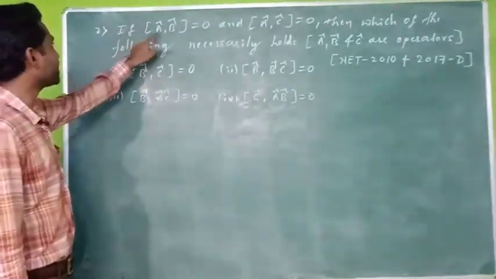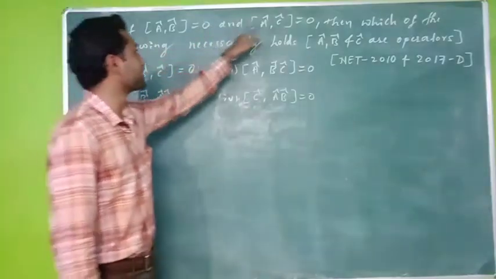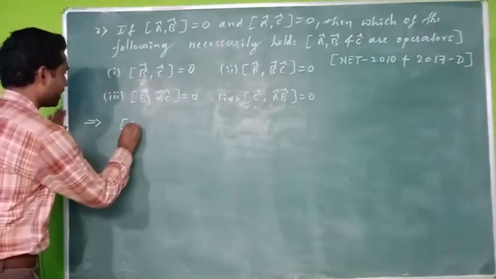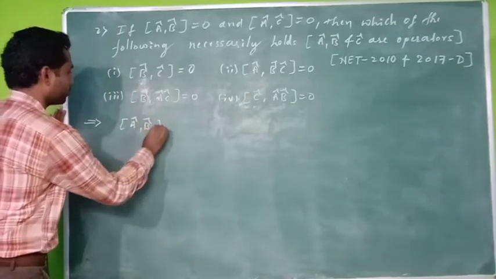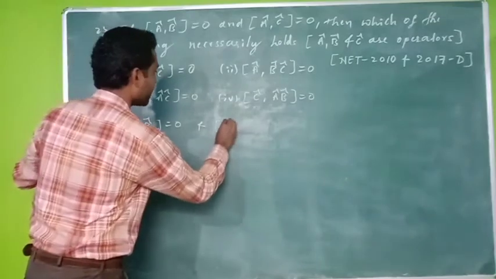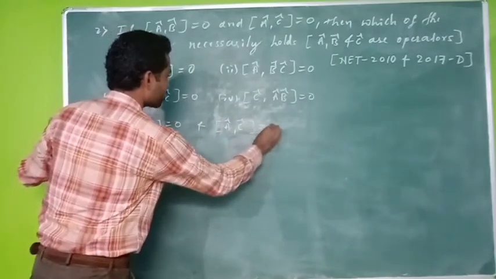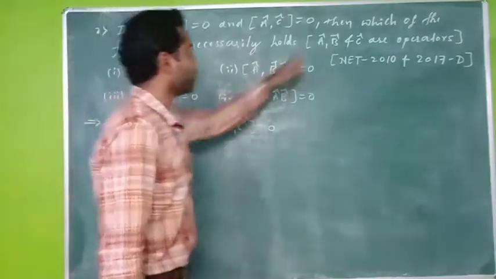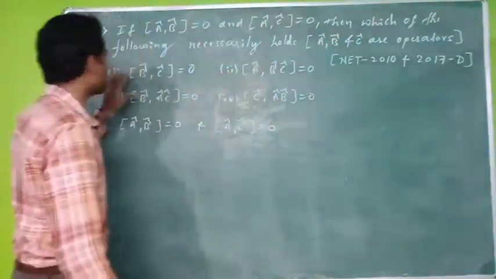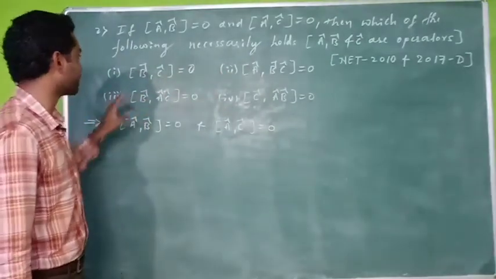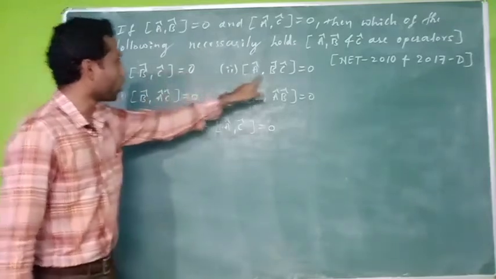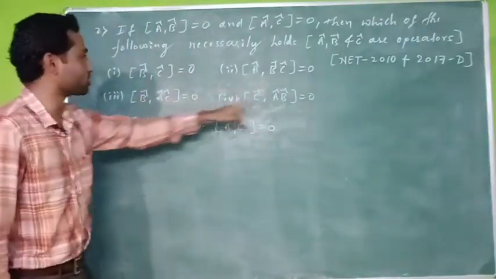If the commutator AB is equal to 0 and AC is equal to 0, so what they have given is the commutator of A and B is equal to 0 and the commutator of A and C is equal to 0. This is what they have given. Then which of the following necessarily holds? Out of these four options, which one is correct? Is the commutator of B, C equal to 0 correct, or this one, or this one, or this one?